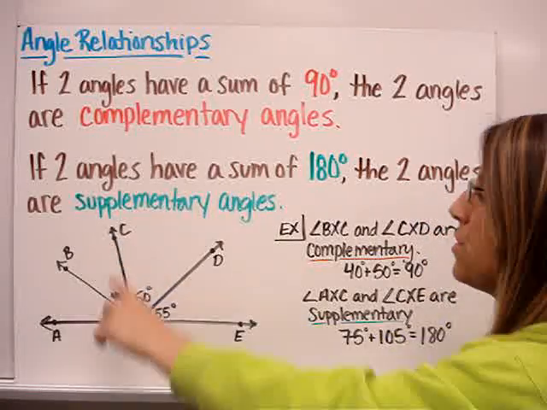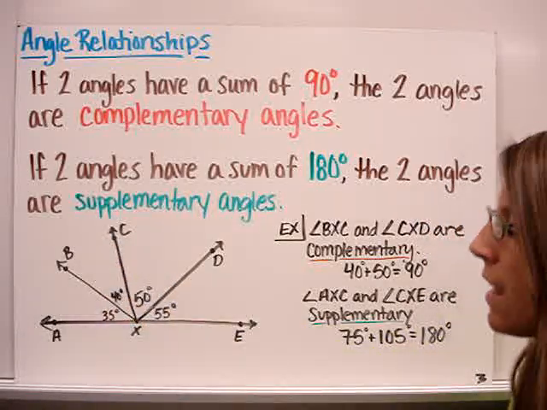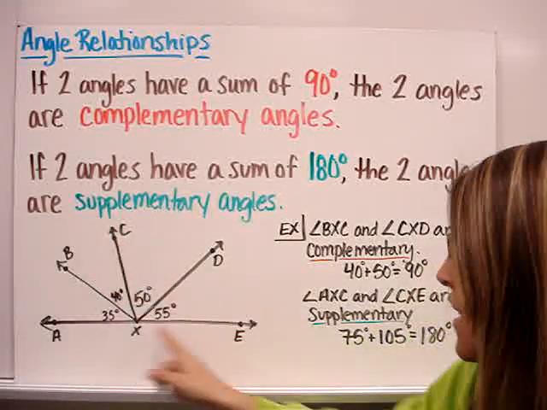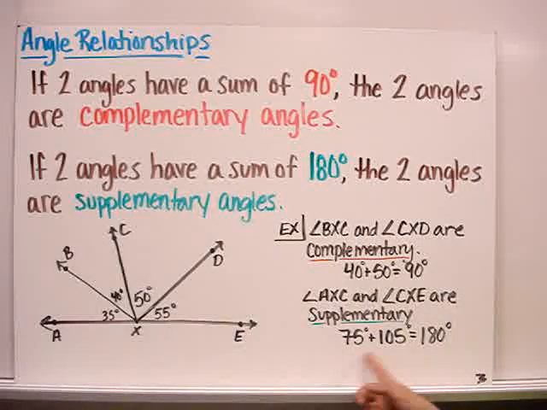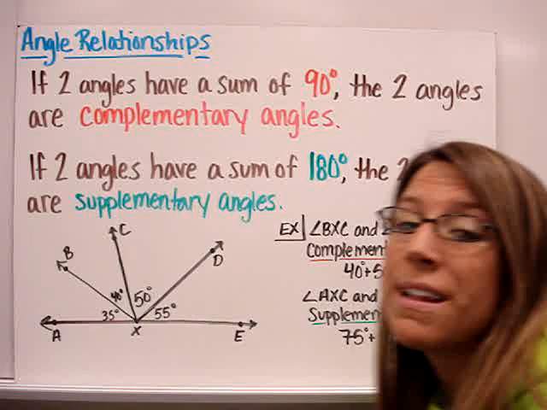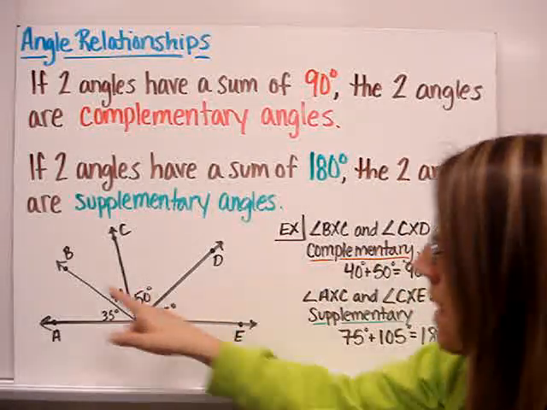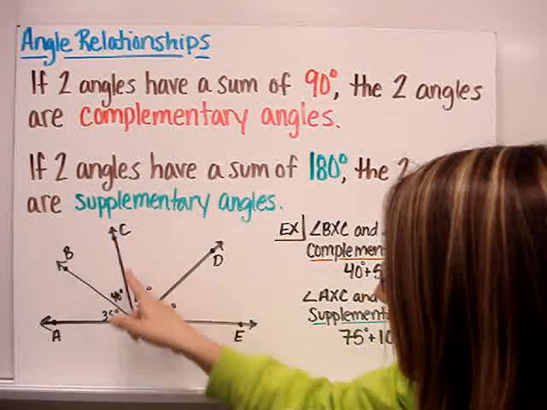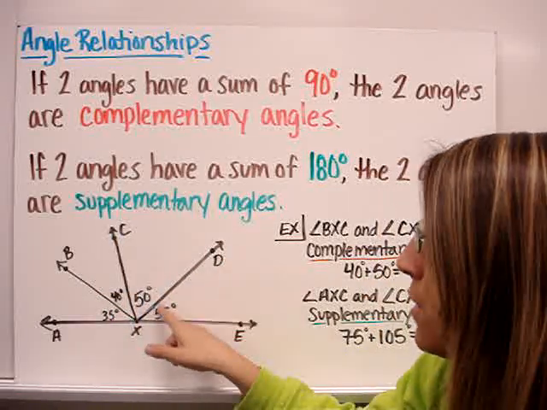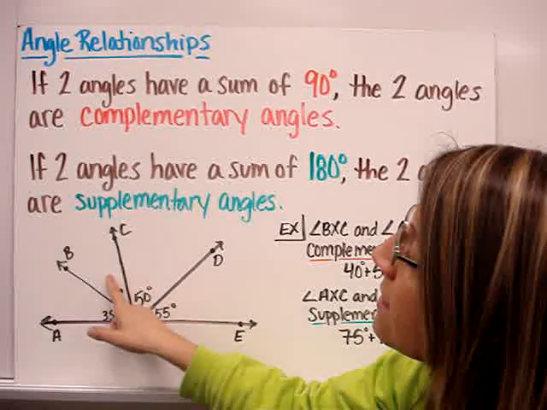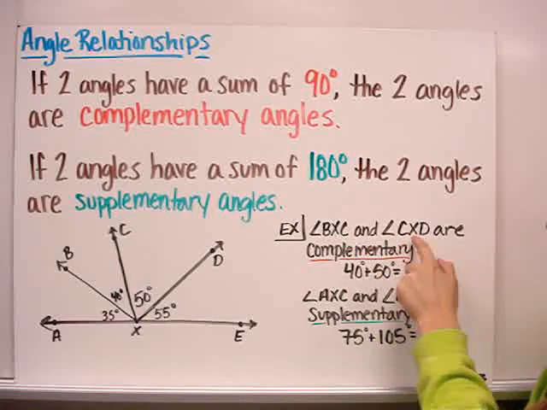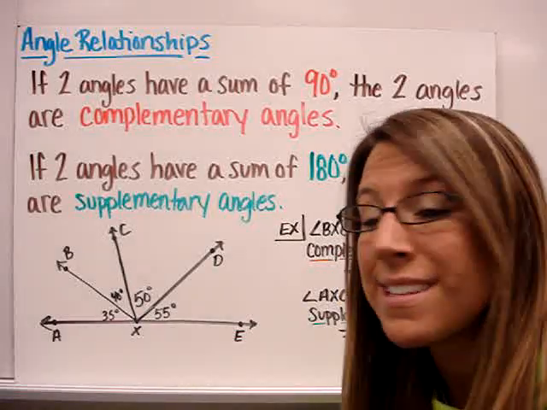AXC and angle CXE. Because 35 plus 40, well, that's a 75-degree angle. And angle CXE, that's a 105-degree angle. So together they equal 180, so that means those two angles are supplementary. Likewise, angle BXC, that's a 40-degree angle, and angle CXD is a 50-degree angle. This angle plus this angle, these equal 90 degrees, so these two angles are considered complementary.